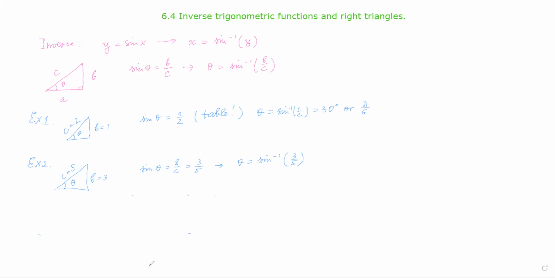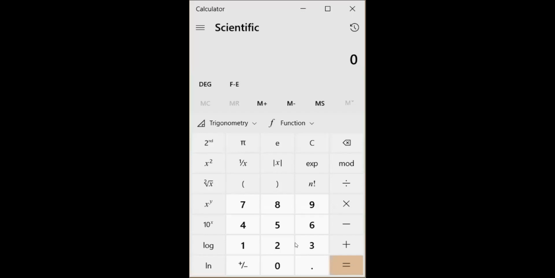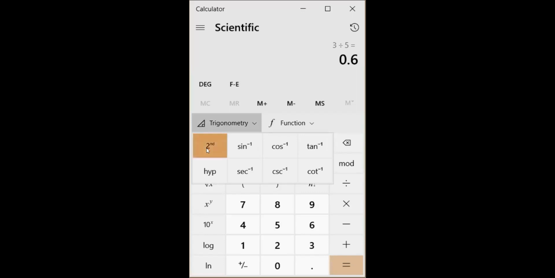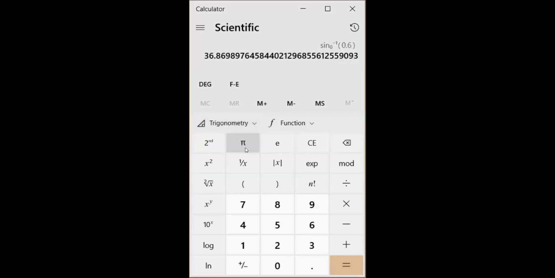So I'm going to show you how it works in the calculator. We do have a calculator, right? What we do, we take 3 divided by 5, get our number. The number is 0.6, right? Then on my computer calculator, there is trigonometry. And in trigonometry, I have a function secant. Secant means that instead of sine, cosine, tangent, secant and cotangent, you can have inverses. All of them are going to turn into inverses, right? Sine inverse, and it's going to give me the number.